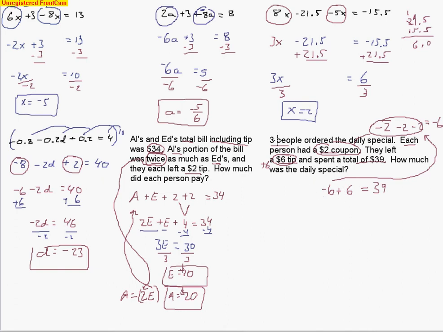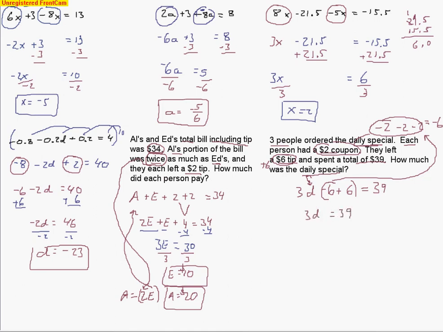And it says that they each ordered the same thing. They each ordered the daily special. We don't know what the daily special is, so we'll just call it, how about D for daily. So this daily special right here is D. And there's 3 of them, so that's what they ordered. So these two, again, these will cancel each other out, leaving us just with 3D equals 39.